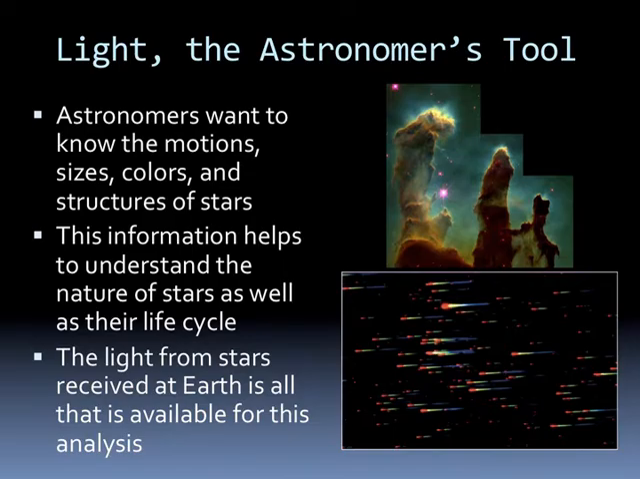So light is the astronomer's tool. We want to know motions, sizes, colors, and structures of stars. This information helps us understand the natures of stars as well as their life cycle. The light from the stars received at Earth is all we have available for this analysis.